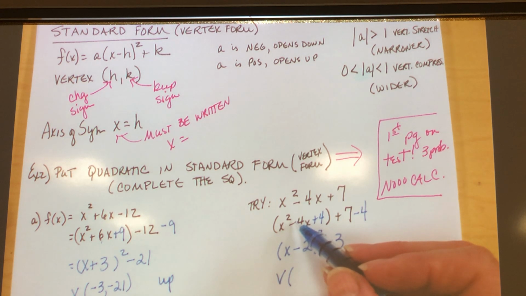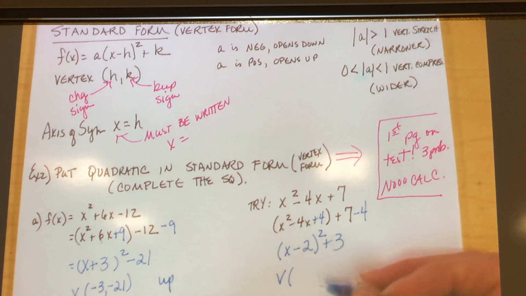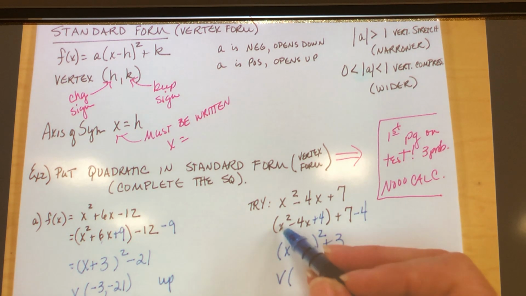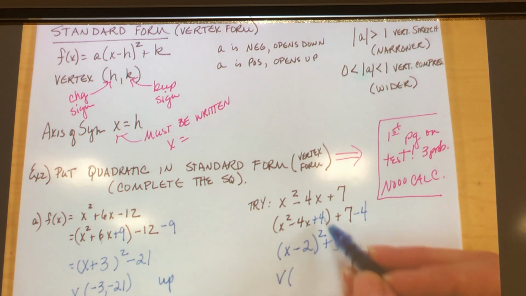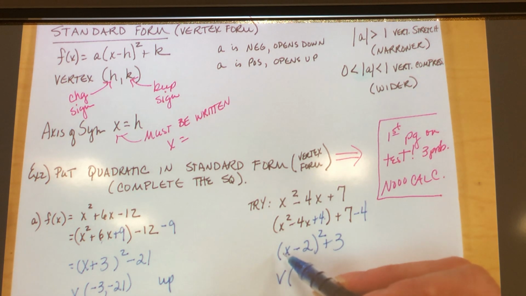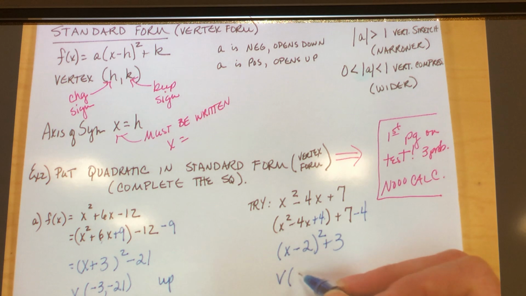2 squared is 4, but then how did you get to x minus 2 squared plus 3? Square root of the first, keep the sign, square root of the last. Oh, okay. What quantity squared gives me this? Remember, when you square a quantity: square the first, keep the sign, twice the product, plus square the last. What's my vertex? 2, 3. What's my axis of symmetry? X equals 2.